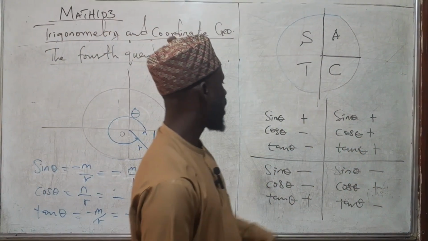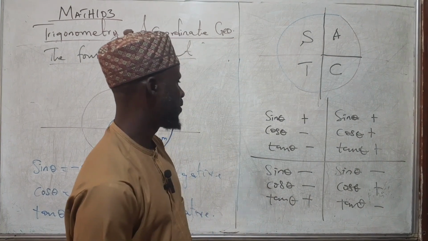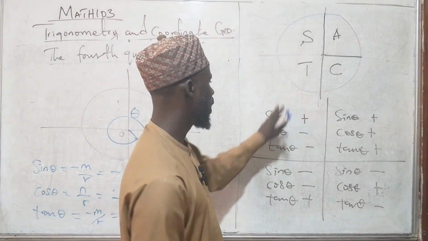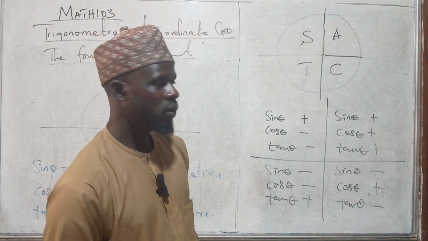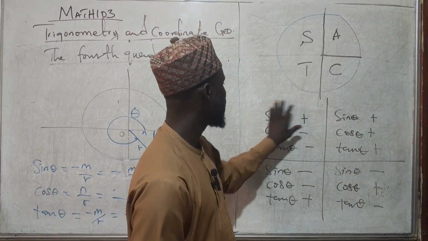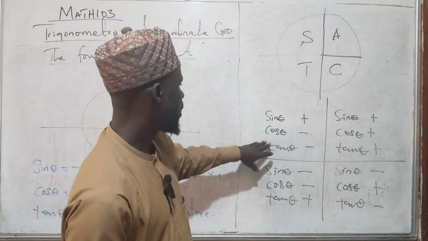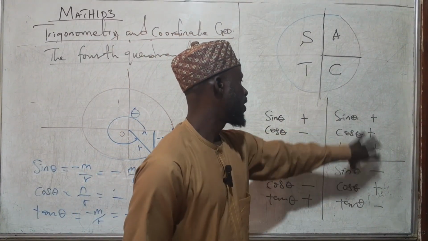So here only cosine is positive. Likewise, their respective reciprocals are also behaving in this way. So you can easily replace sine with cosec, and the sign remains the same.